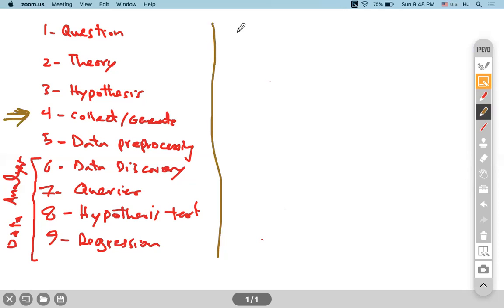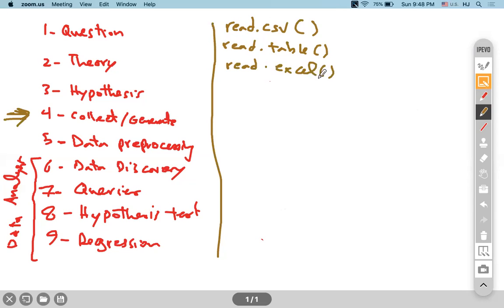In R, you can use read.csv to read the data. You can use read.table to read the data. You can use read.excel to read the data as well. So that is if we just want to read the data.